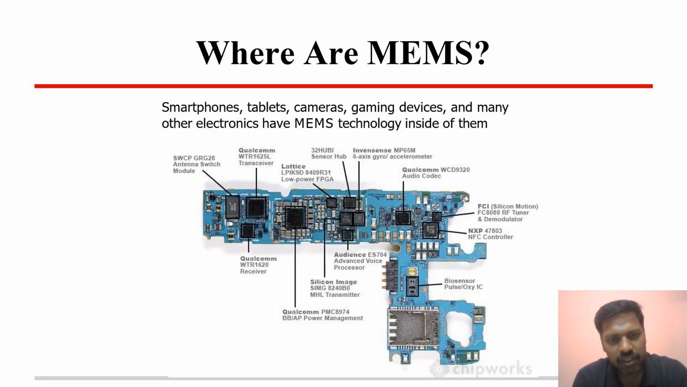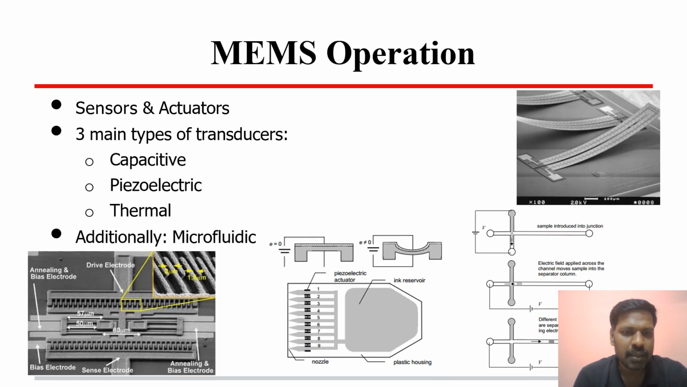MEMS technology is found in many everyday devices, as you can already see, such as smartphones, tablets, cameras, and gaming devices. Most common modern electronics contain at least one MEMS sensor. MEMS sensors and actuators use different transduction methods. The main types are capacitive, piezoelectric, and thermal. MEMS can be used in microfluidic systems for controlling tiny amounts of fluids.